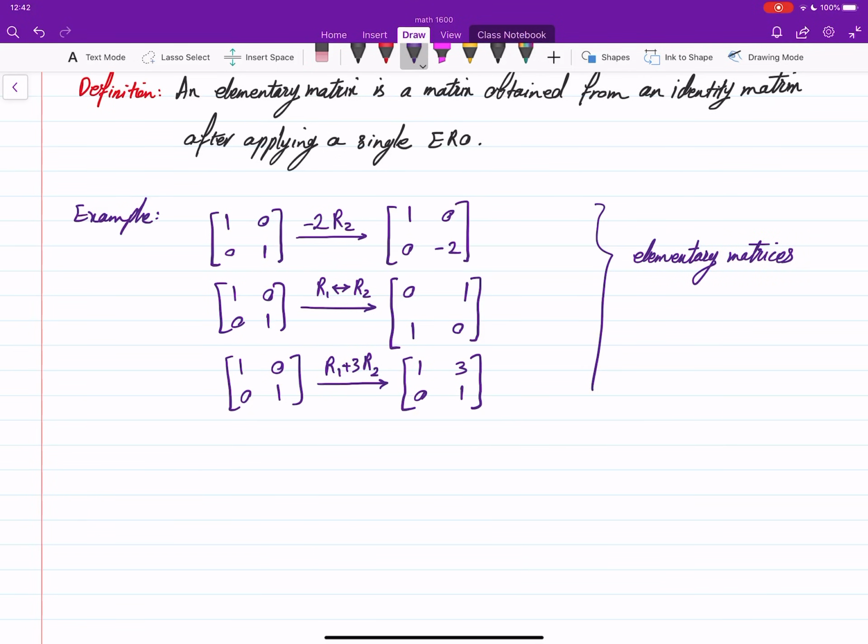Sometimes this is not your book's notation, but I will use this notation just to emphasize that this elementary matrix is obtained by this elementary row operation, which I will put here as an index. Here it will be E of R1 interchange R2. This one would be E of R1 plus 3R2.